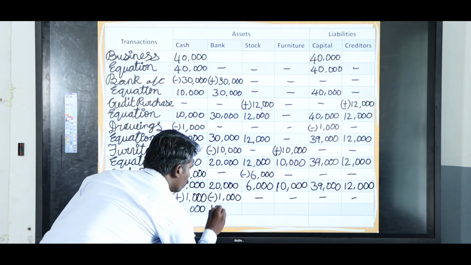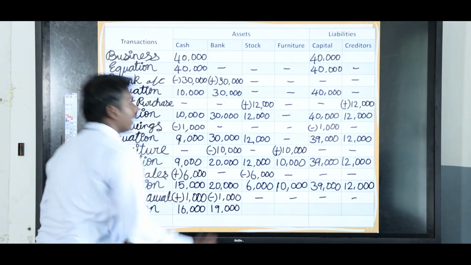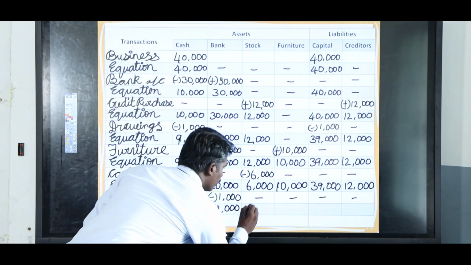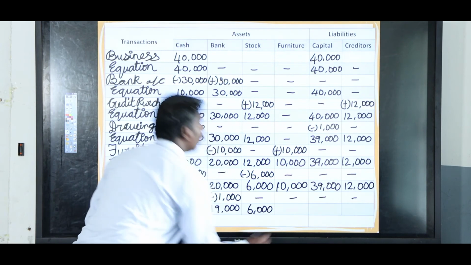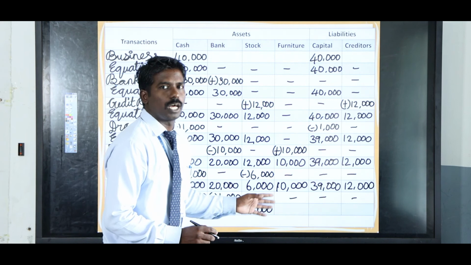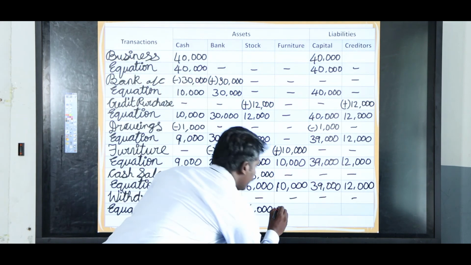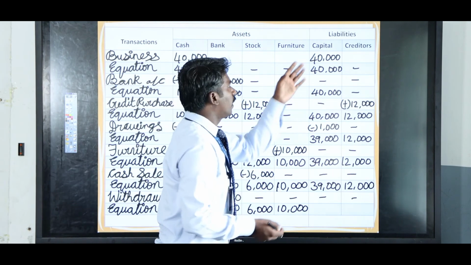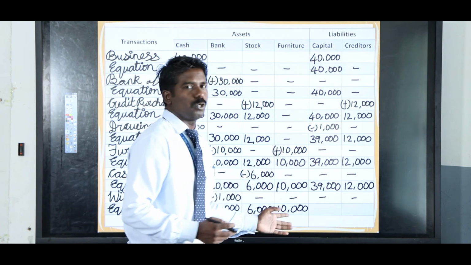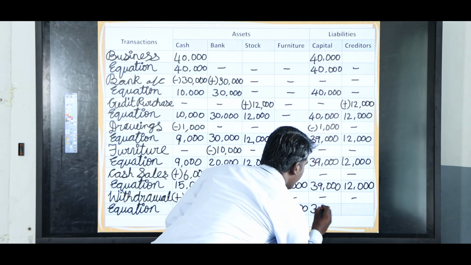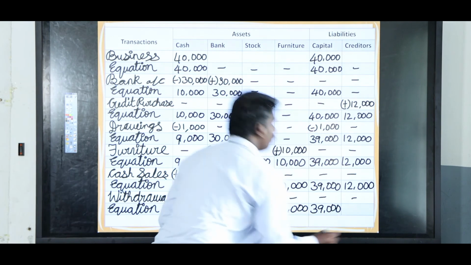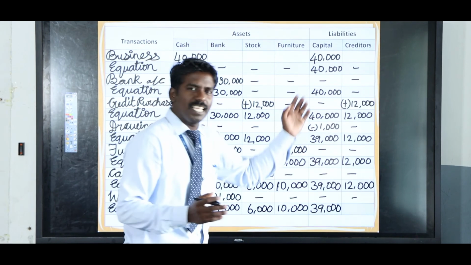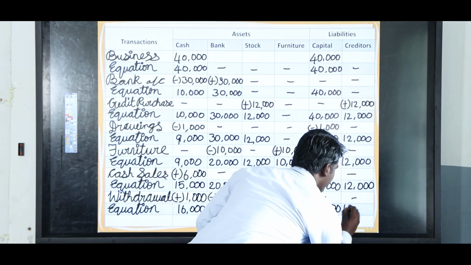So write 19,000 rupees in the bank column and see the stock column. The stock column shows how much? 6,000 rupees. Write 6,000 rupees in the stock column and see the furniture column. The furniture column shows how much? The same 10,000 rupees. Write 10,000 rupees in the furniture column and move on to the liability side. The first column is the capital column. The capital column shows 39,000 rupees. Write 39,000 rupees and move on to the creditors column. The creditors column shows how much? The same 12,000 rupees. So write 12,000 rupees.